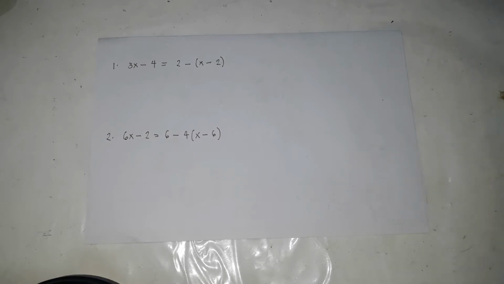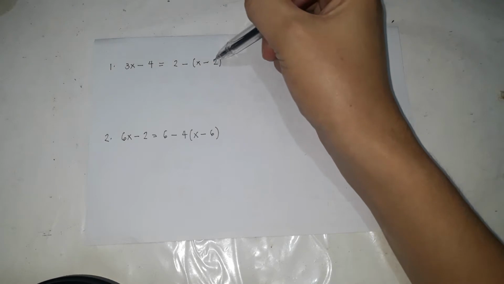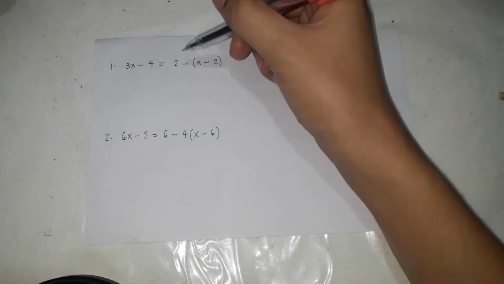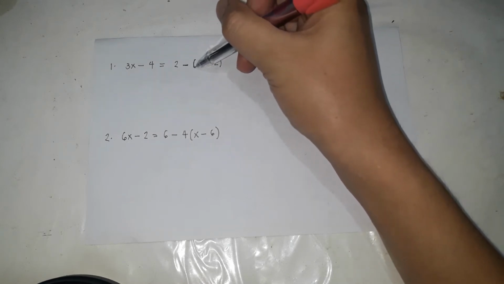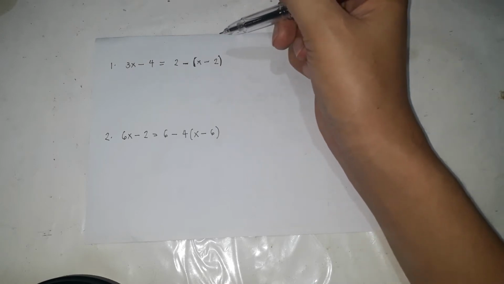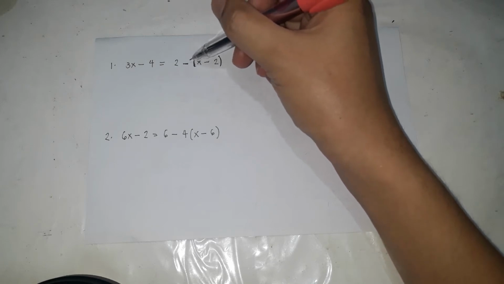To solve this one, just like in PEMDAS, we're going to solve first for the parentheses. So parentheses first. We're going to distribute this one. So how are we going to distribute? In here, it's negative parentheses. Parentheses again means multiplication. So we're going to multiply each of these to the negative. And if there's no number, for it to be easier to understand, it means that there's 1.